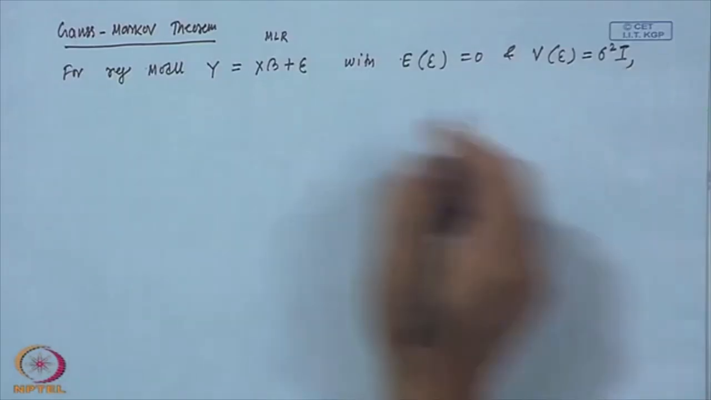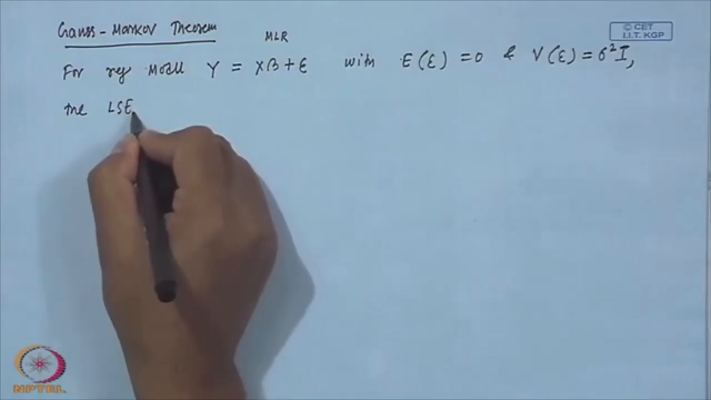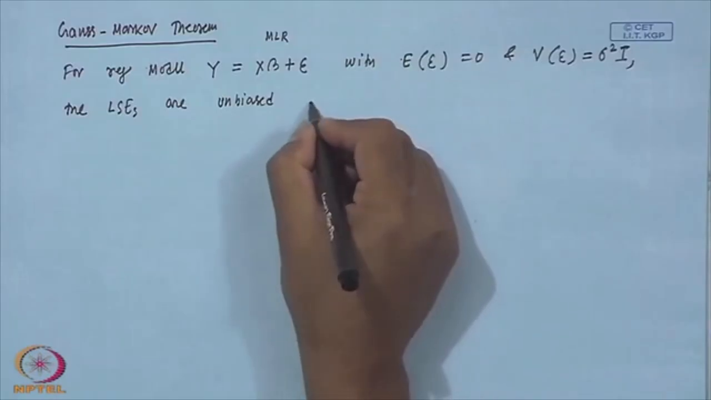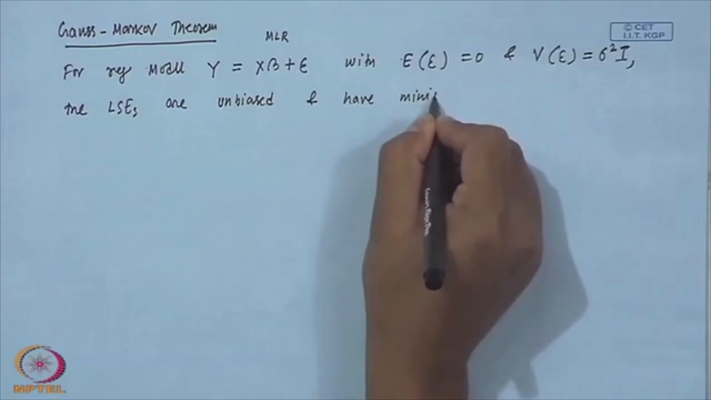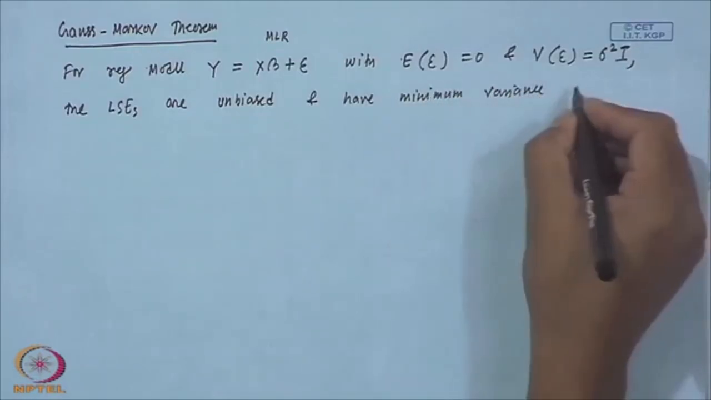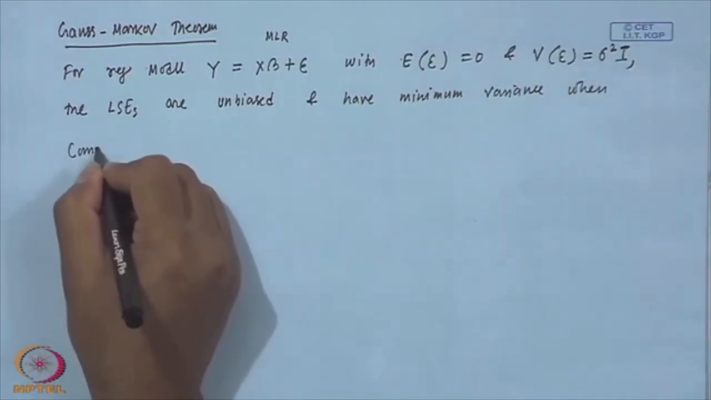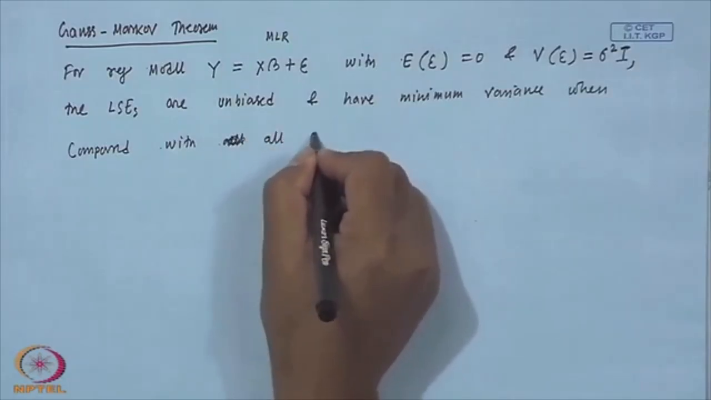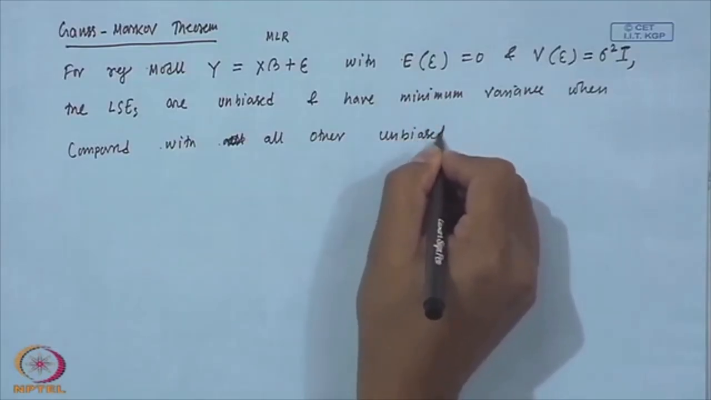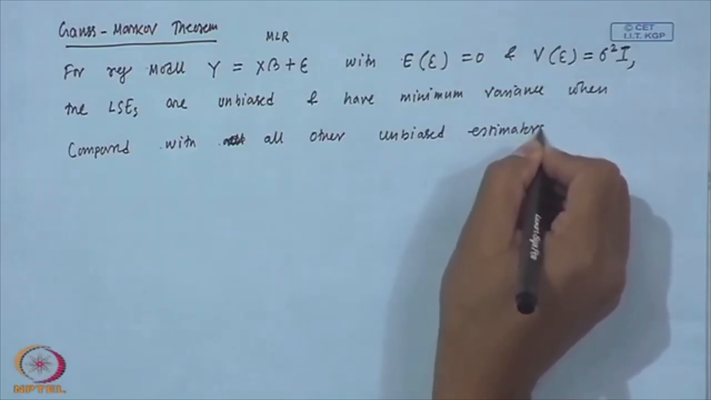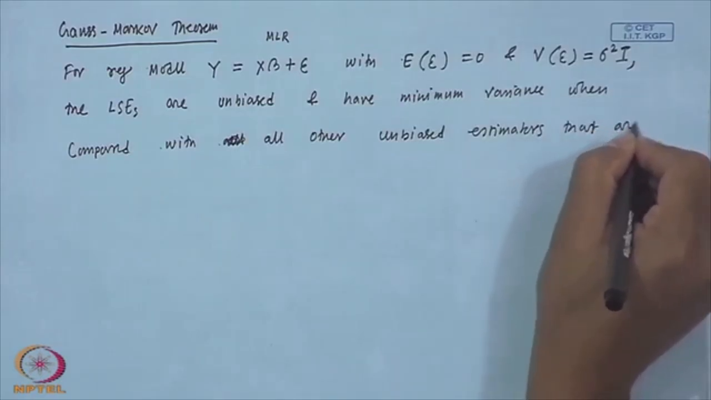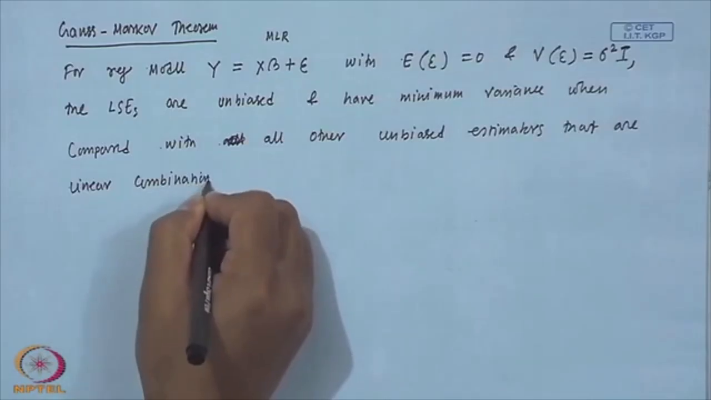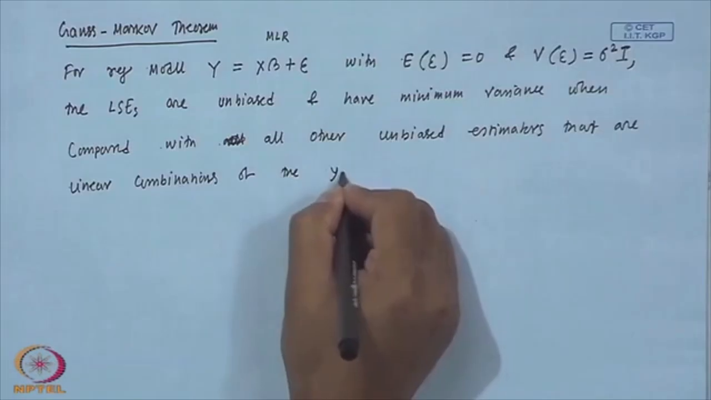For a regression model with this, the least square estimates are unbiased and have minimum variance when compared with all other unbiased estimators that are linear combinations of the response values y_i's.